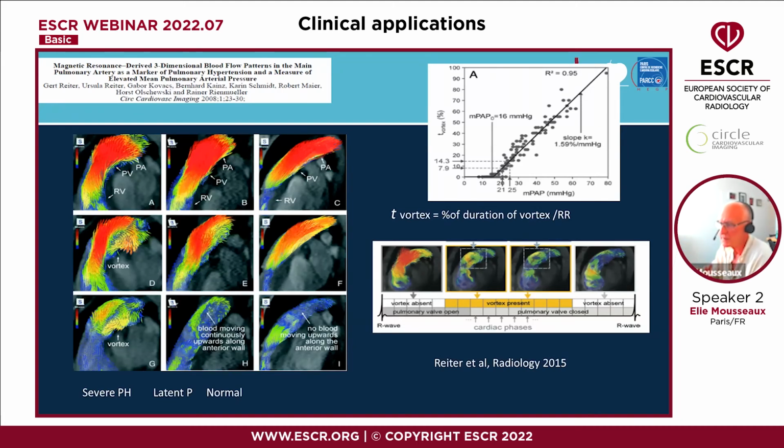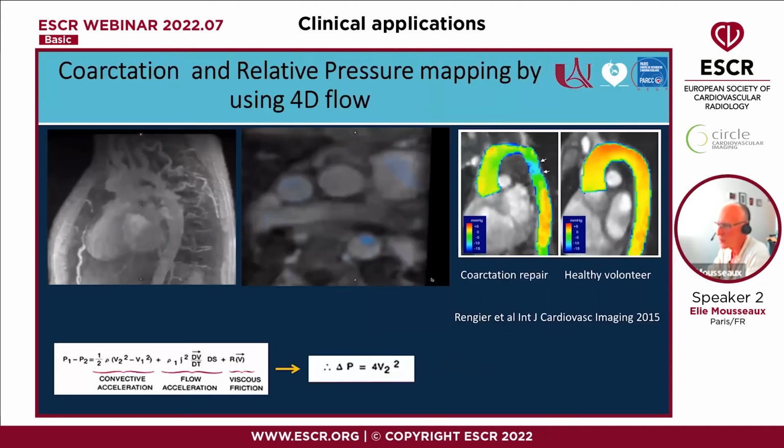But Reiter, for instance, found a very fantastic relation between the flow, the duration of the vorticity during the systole and during the whole cardiac cycle. And the longer the duration of vorticity, the more elevated the pulmonary pressure. And as you can see on this plot on the right-hand side, it's very impressive to see the relation between these two indices. So we need some confirmation from other papers, but it would be very interesting in the near future.